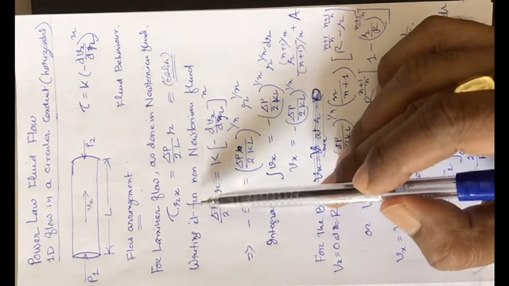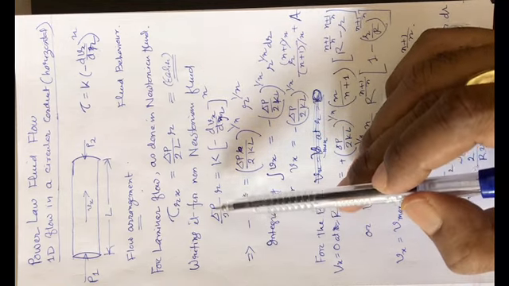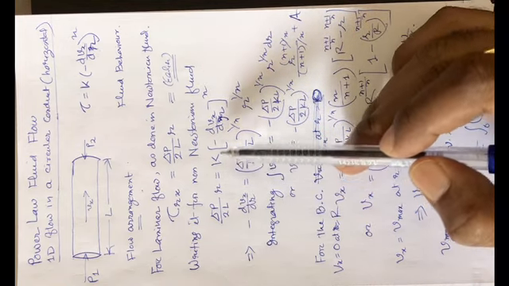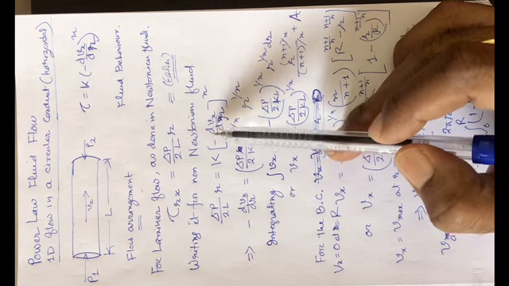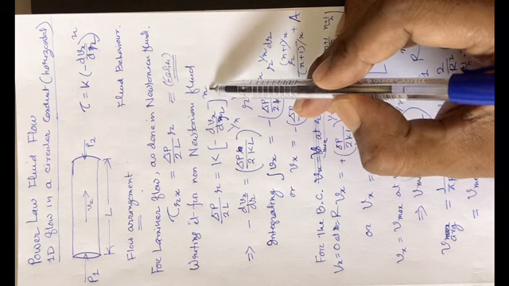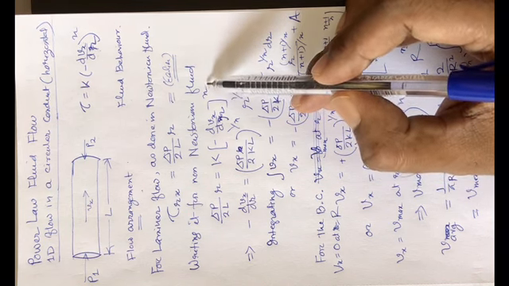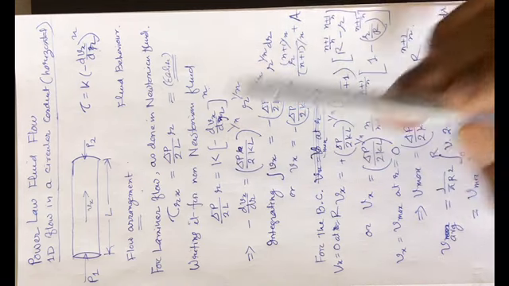Now we are going to write it for non-Newtonian fluid. So for non-Newtonian fluid, delta P by 2L into r is equal to K times minus dVx by dr to the power n. Here n is the flow behavior index, and we know for Newtonian fluid it is 1, and K becomes mu.